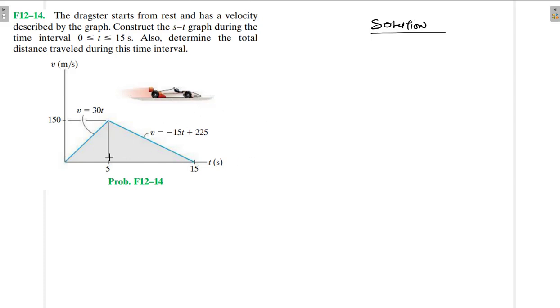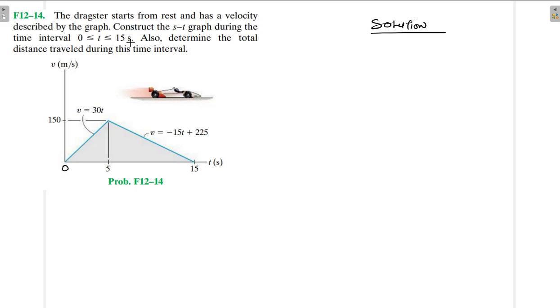So we have this dragster here, and we've been shown that its velocity from time equal to 0 increases linearly. The velocity from 0 to 5 seconds is 30t, and then from 5 seconds the velocity begins to decrease linearly, with a slope of minus 15, and when it hits 15 seconds, it comes to rest.